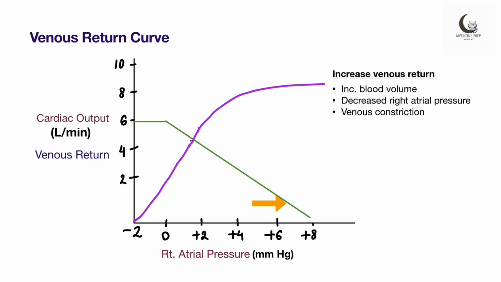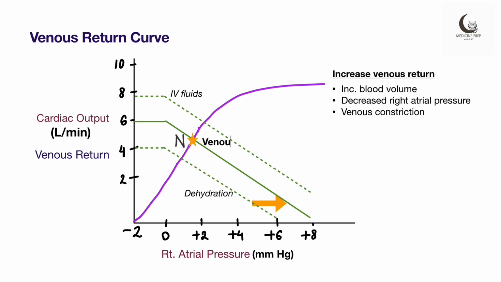Now, in case a patient is given IV fluids, your venous return curve will shift to the right. That means there will be an increase in the venous return. In case of dehydration, the venous return curve will shift to the left as shown, and there will be a reduction in the venous return. Now, normally there is always a point of intersection between the cardiac output curve and the venous return curve, where your venous return is equal to cardiac output. And this point of equilibrium will change depending on various factors.